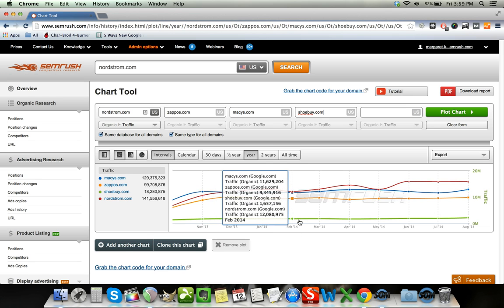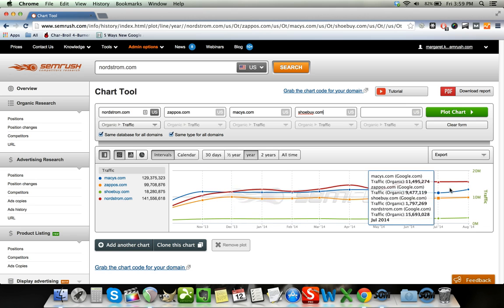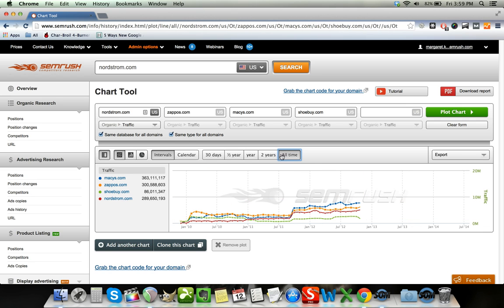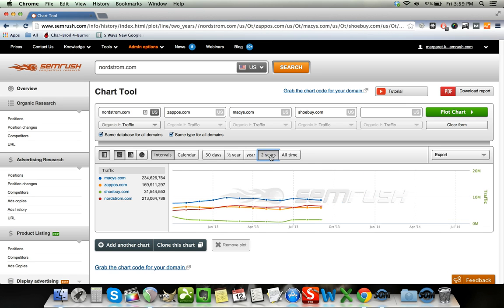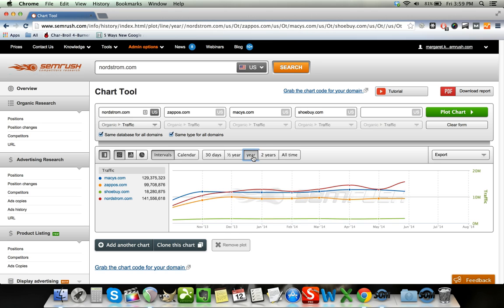Okay, so we got ShoeBuy down here, Zappos is in orange, Nordstrom is in red, and Macy's is in blue. You can see their fluctuation over the course of all time, the past 2 years, past year. The chart tool is really fantastic because it helps you pinpoint historical trends. You can see when certain changes occurred. It's very visually friendly, and it's a great way to demonstrate to, say, a client or a customer. It's an excellent display tool and an excellent way to demonstrate trends over time.